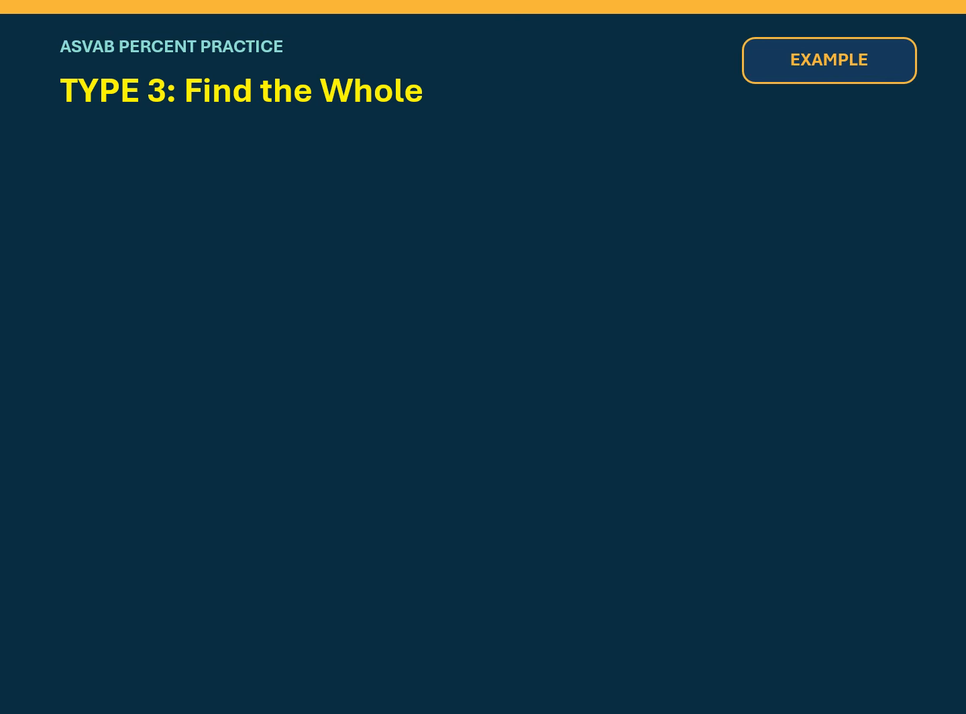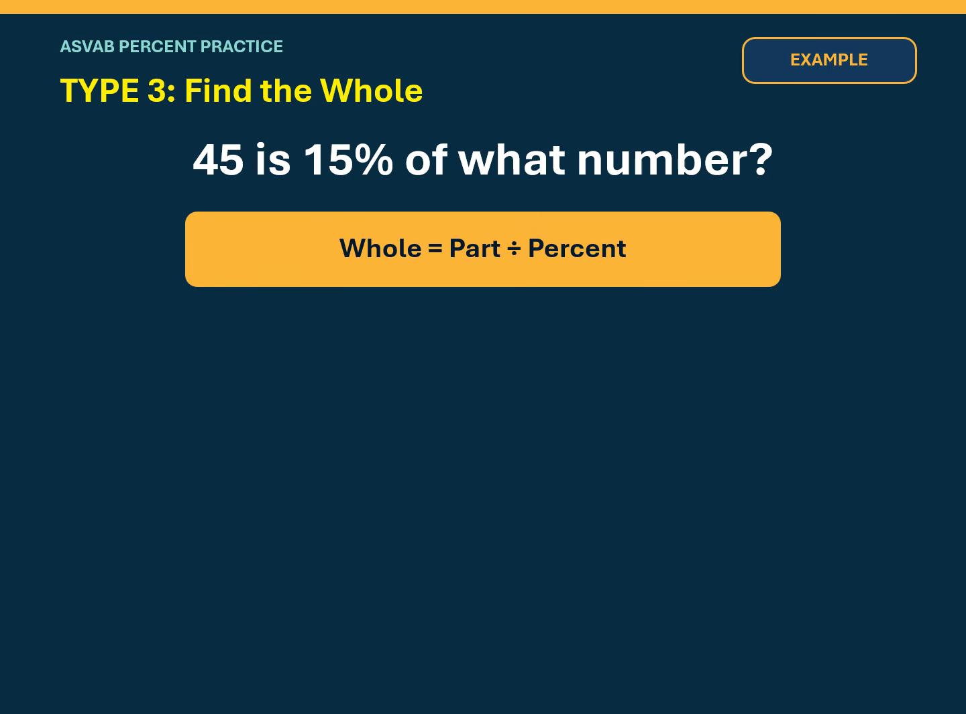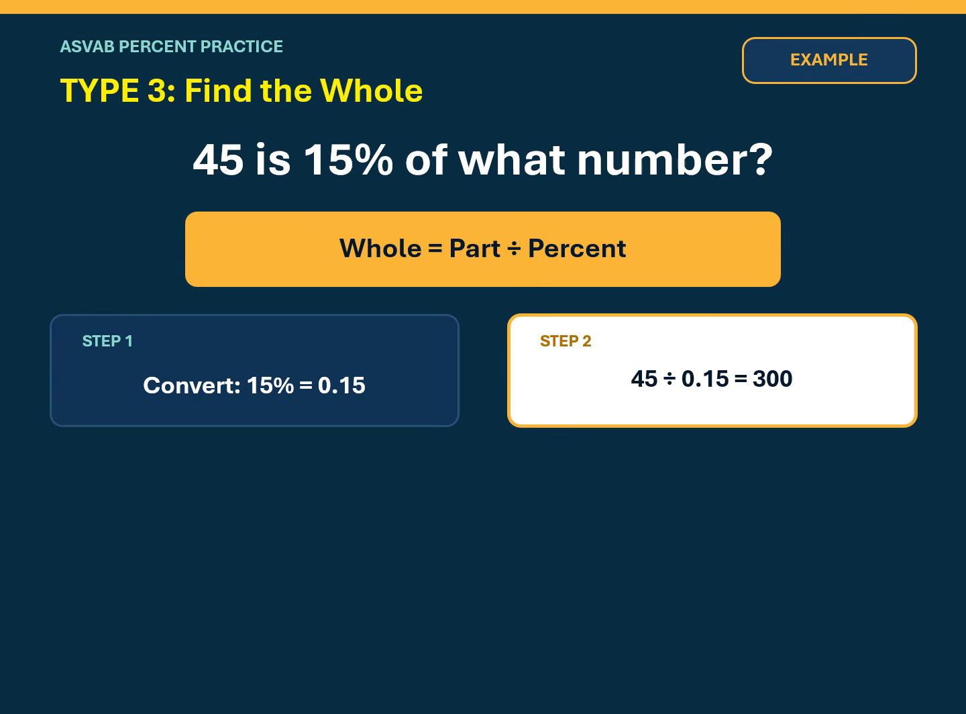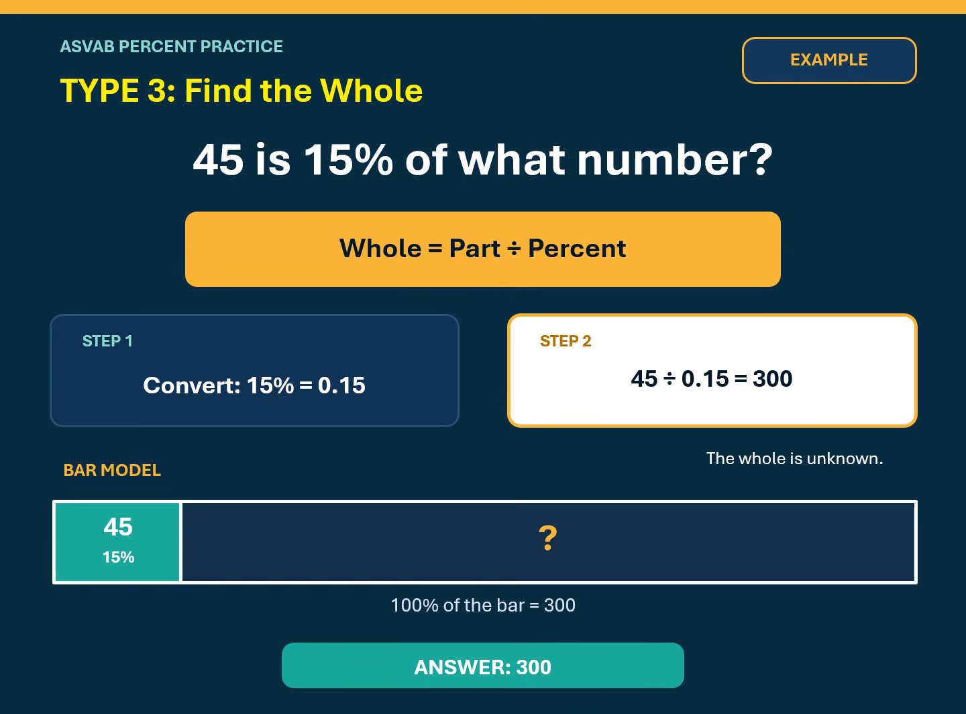Next case, find the whole. 45 is 15% of what number? Formula, whole equals part divided by percent. Convert 15% to 0.15. Then 45 divided by 0.15, it is 300. So 45 is 15% of 300.